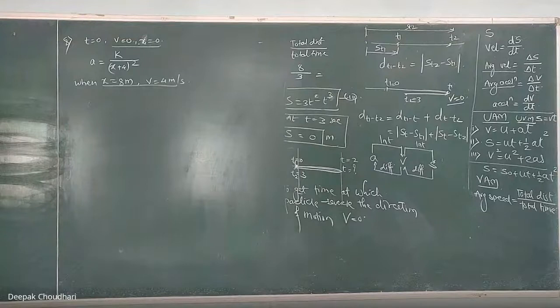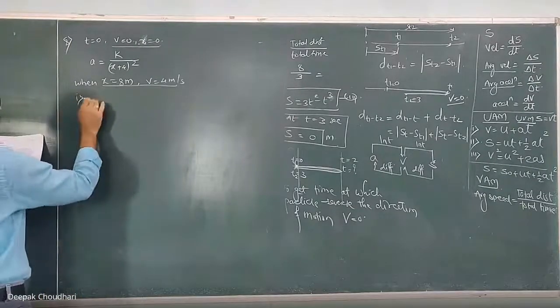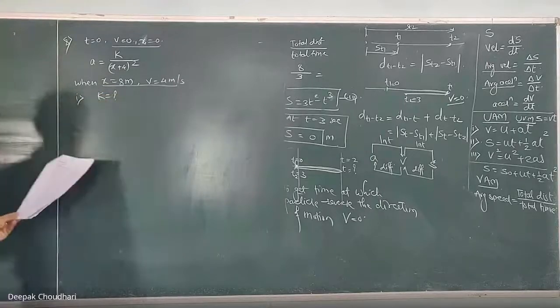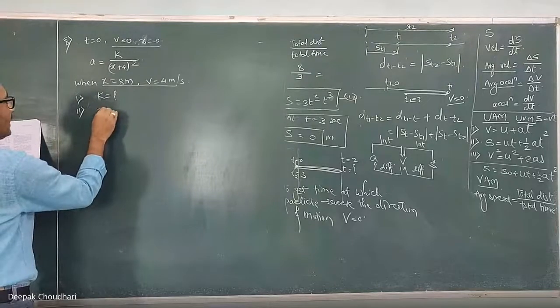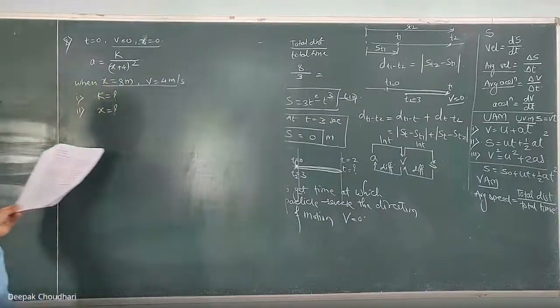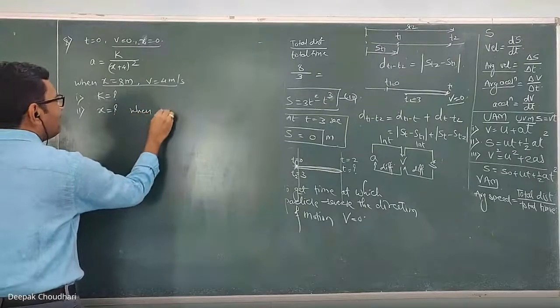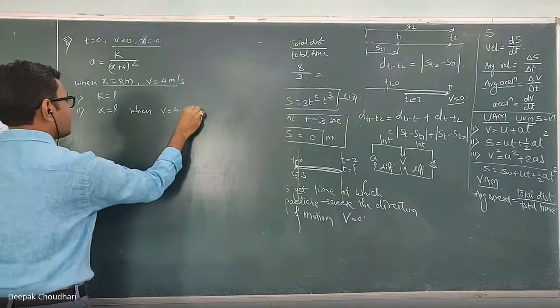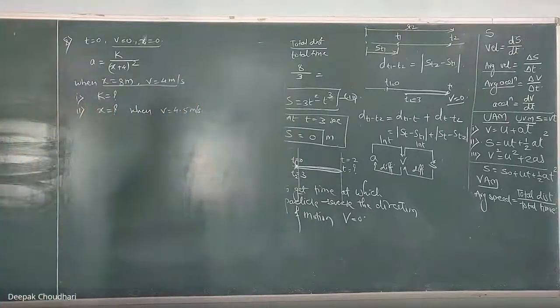It is given that, sorry, knowing that v equal to 4 meter per second when x equal to 8 meter, find the value of k. You have to find out the value of k. Second, you have to calculate the position of the particle. You have to calculate the x. Position means you have to calculate the x. Then v equal to, कहाँ का position calculate करने का है? When velocity becomes 4.5 meter per second. Yeah, these two values you have to calculate in this question.